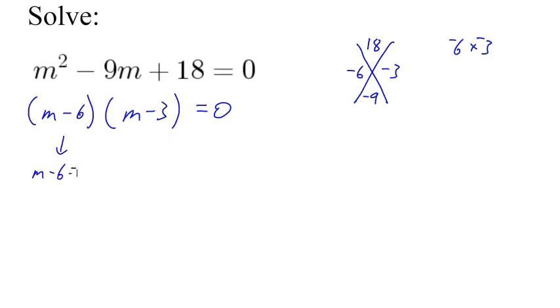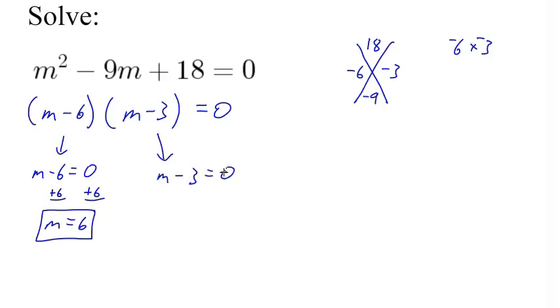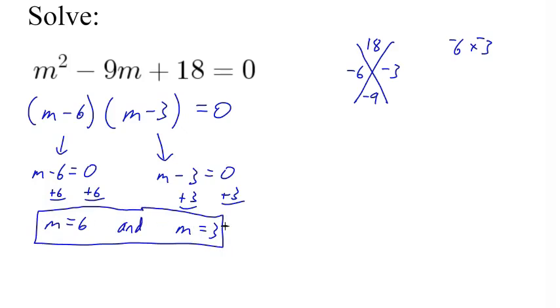If it's the first one, then m must equal positive 6. And if it's the second one, well then m must equal positive 3. And either one of these answers would work if we plugged it into our equation. If we substitute 3, we'd have 3 squared, which is 9, minus 27, which is negative 18, plus 18 equals 0.